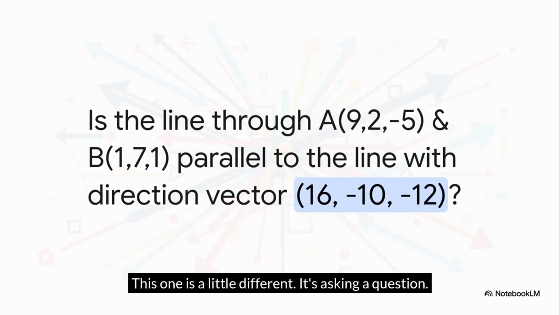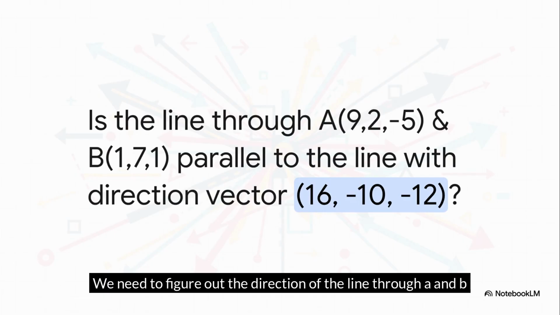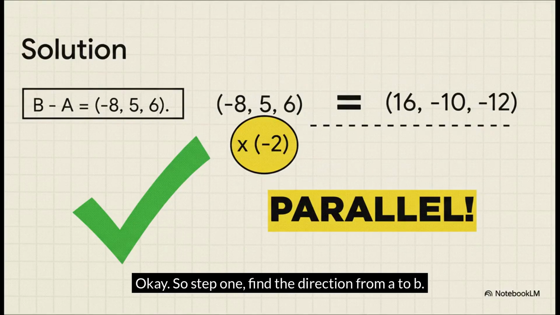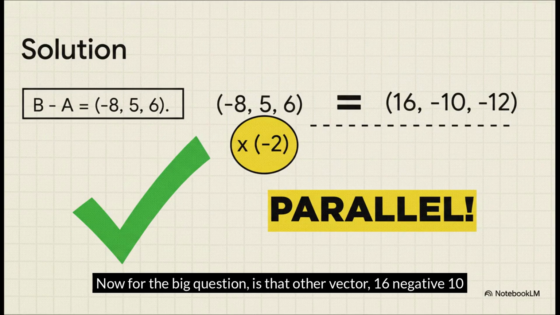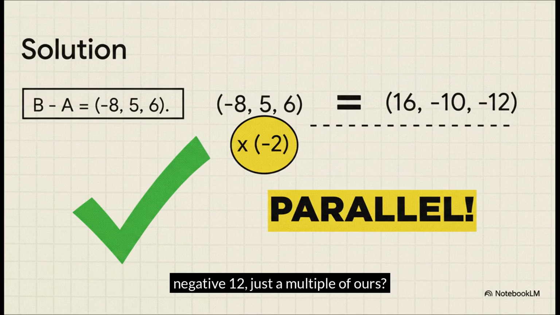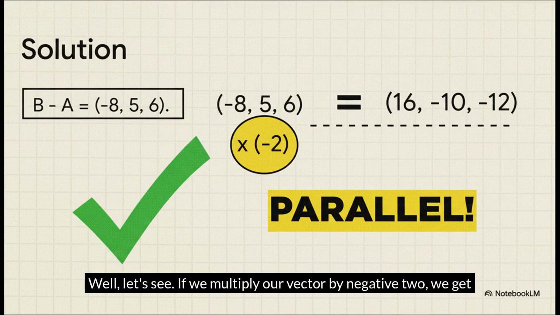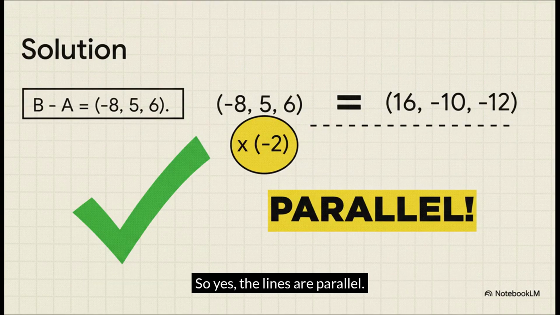Okay, this one is a little different. It's asking a question. We need to figure out the direction of the line through A and B, and then check if it's parallel to that other vector they gave us. Okay, so step 1, find the direction from A to B. We do B minus A, and that gives us -8, 5, 6. Now for the big question. Is that other vector, 16, -10, -12, just a multiple of ours? Well, let's see. If we multiply our vector by -2, we get their vector exactly. So yes, the lines are parallel.